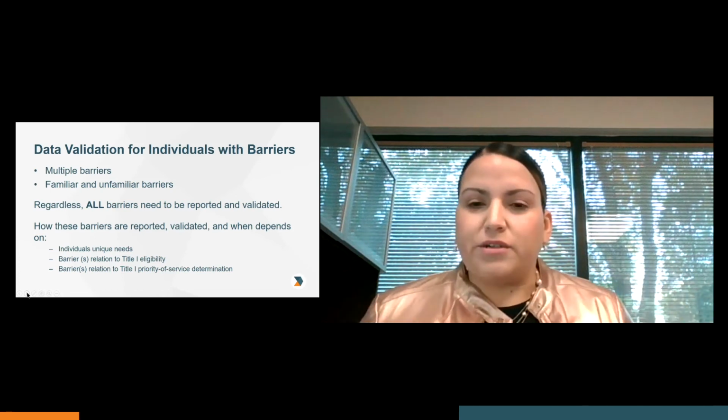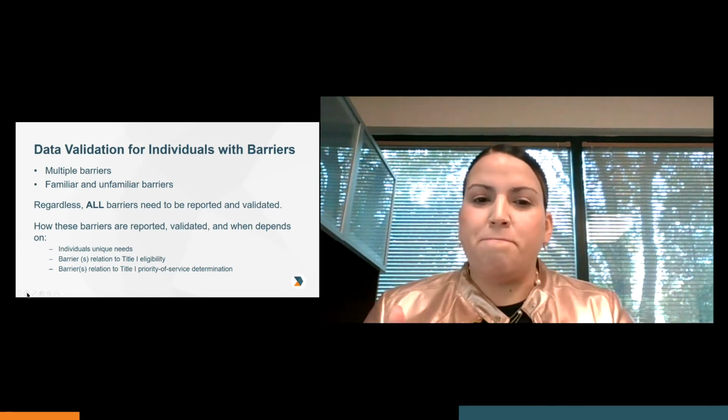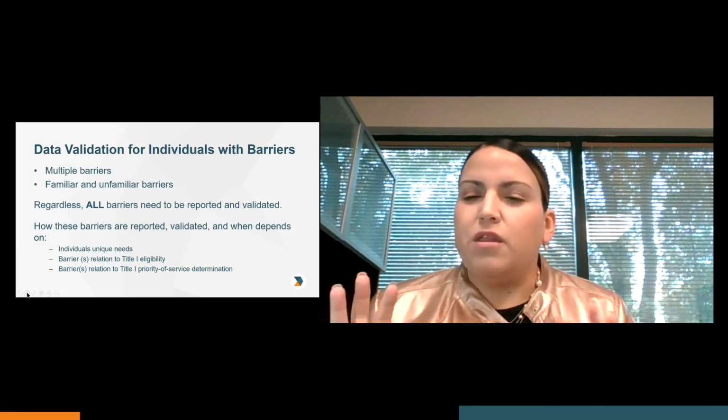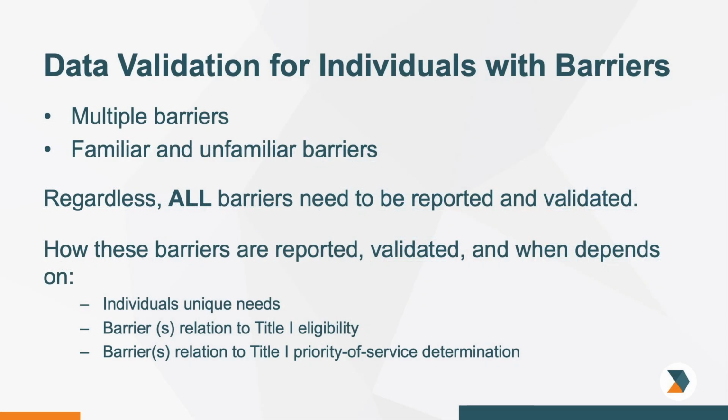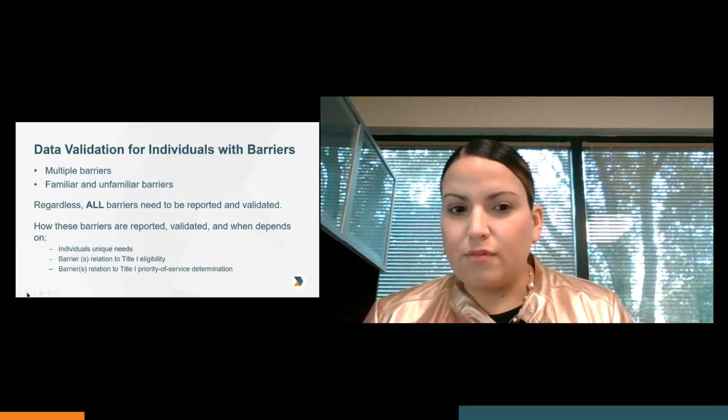that these barriers are reported and validated depending upon three main things. First, the unique needs of that individual. Second, how these barriers relate to our eligibility process. And thirdly, how these barriers relate to our priority of service process. So these three elements are very important when we are looking at the barriers that the individual has and how we are going to validate these barriers.